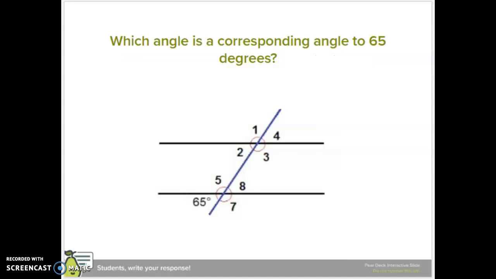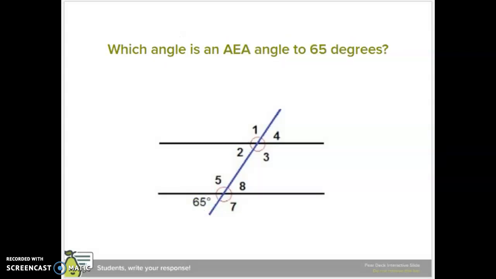Pause the video to see if you can find which angle is corresponding to 65. The angle that is corresponding to 65 would be angle 2. Which angle is alternate exterior angle to 65? Pause the video. Hopefully you said angle 4.